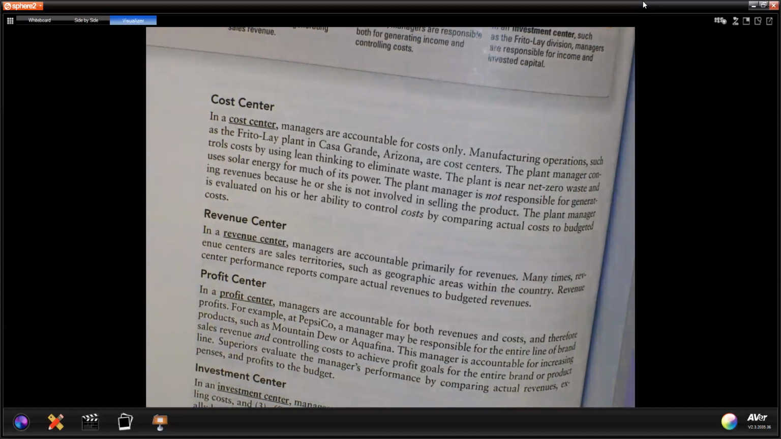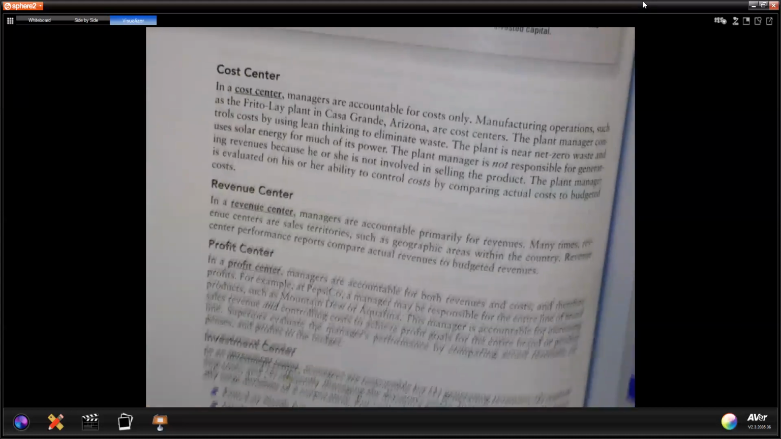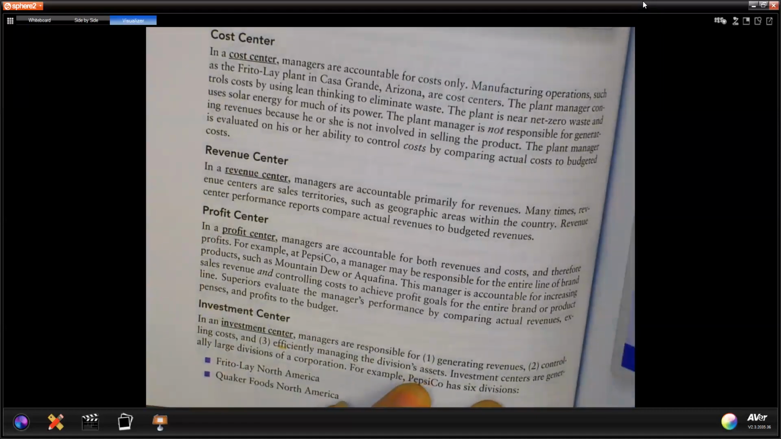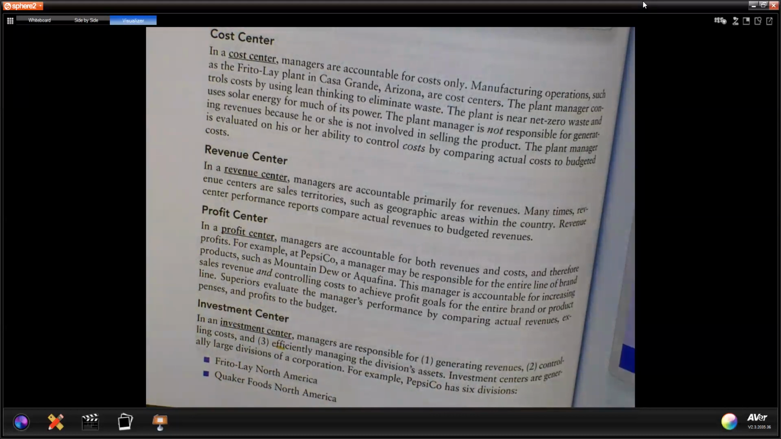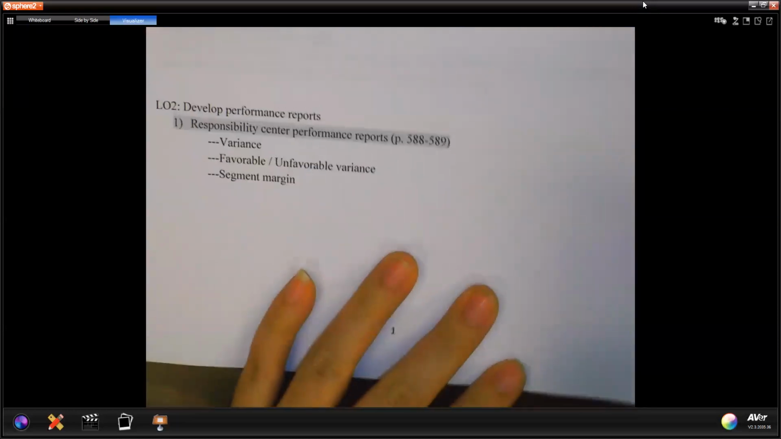Last one is investment center. Investment center is a higher level. It also has a revenue, it also has a cost, and then they also want to invest the assets. So like bigger divisions, the upper level, they have a right to invest. So the investment center is not just the cost, the revenue, the profit, but also the investment. Okay, I think that's all I want to go through with you for the textbook part.